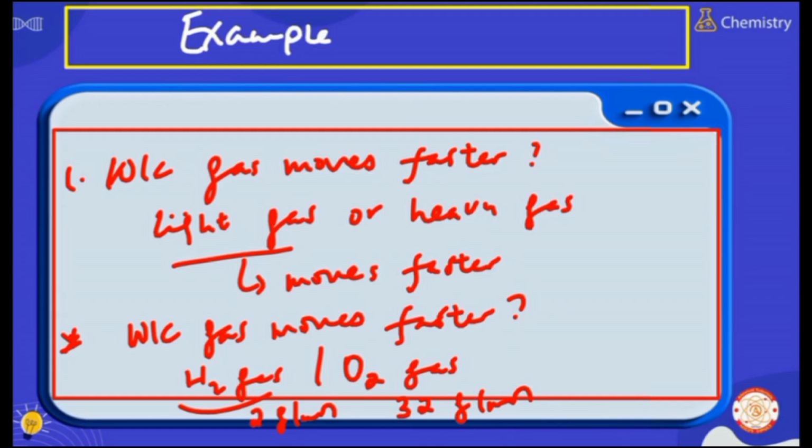And oxygen is heavier, therefore oxygen moves slower.